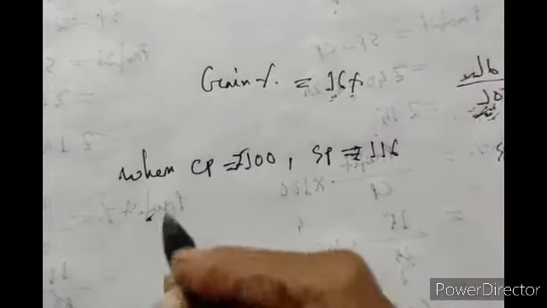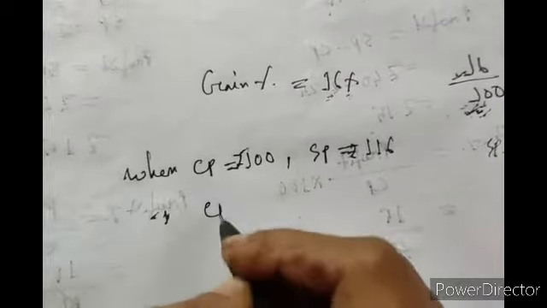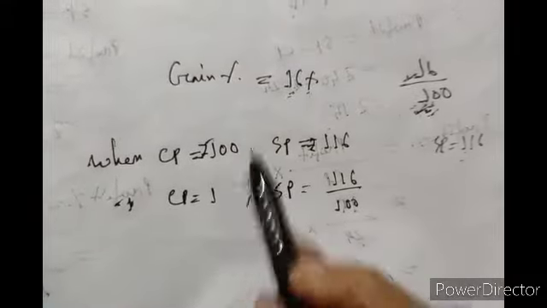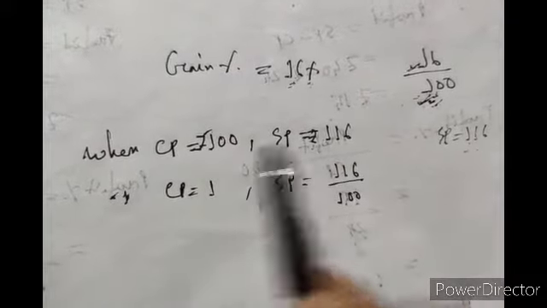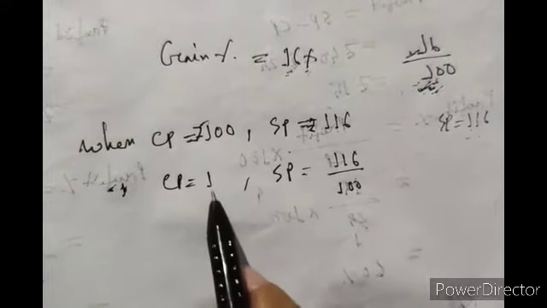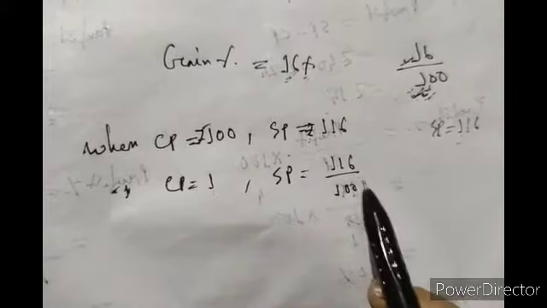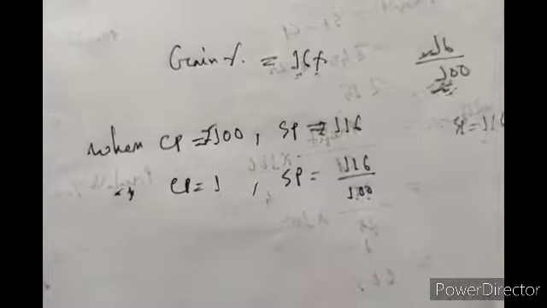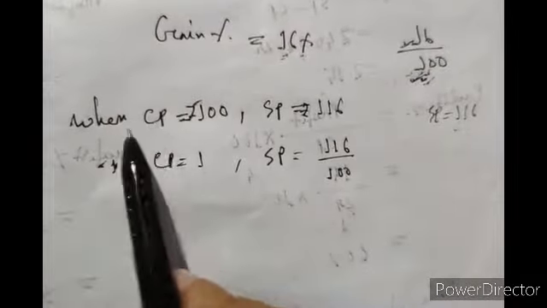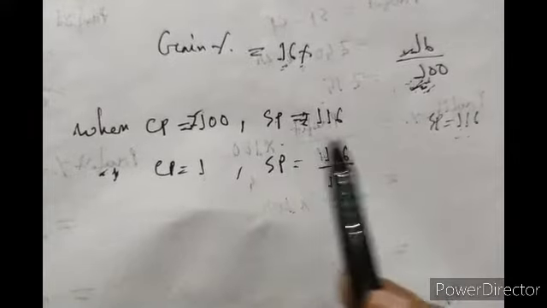That means now we can compare with 1. Therefore, when cost price is 1, then selling price will be 116 by 100. This type of question we solve in exercise 9C also and in unitary method also. If information about multiple number is given, to obtain the information for unit number, we will divide. Again, to obtain information for higher number or multiple number, we will multiply. Same concept here only. When cost price is 100, selling price is 116.